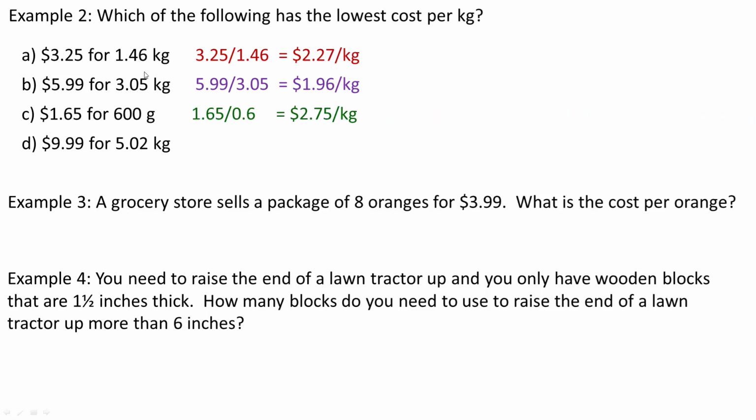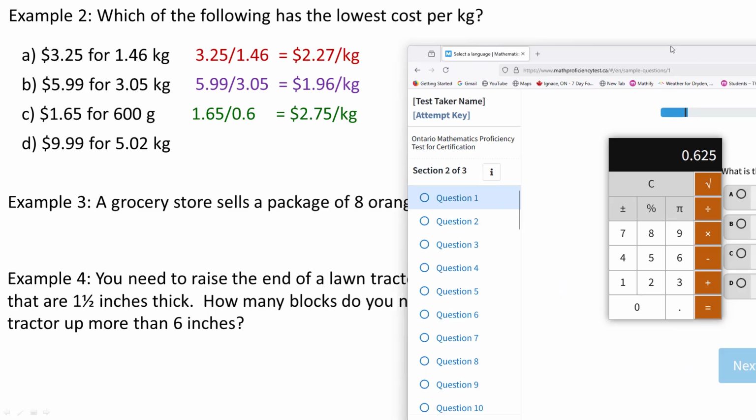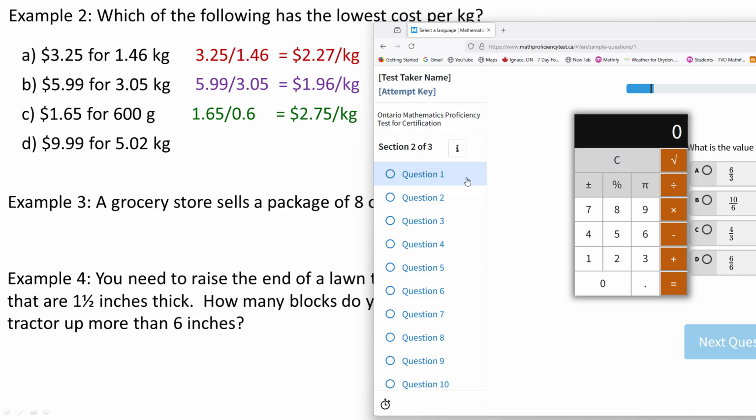Now, this one here, notice these are all in kilograms. This is 600 grams, so you would have to convert. There are 1,000 grams in a kilogram. So you take 600 and divide it by 1,000. That's how I know that it's 0.6 kilograms. You don't want to divide it by 600 because then you would have cost per gram, and it's harder to compare that to cost per kilogram.